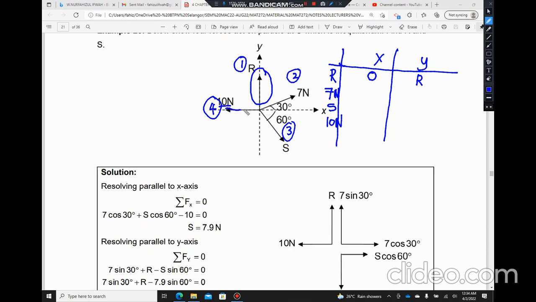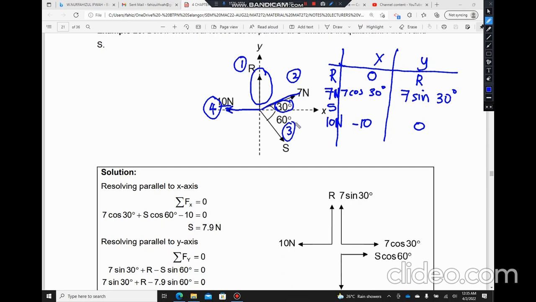Okay, kita tengok pula yang paling mudah juga untuk 10 Newton. Saya ambil dulu yang ni. 10 Newton dia ke kiri. So it means that untuk X dia akan jadi negatif 10. Okay, and then untuk Y dia akan dapat 0 sebab dia tak ada yang vertical. Okay, untuk 7 Newton, 7 Newton ni dia ada 30 degree kan. Okay, so this one for X kita akan ada formula 7 cos 30 degree, and then dia positif sebab dia bahagian kanan. Okay, then untuk Y kita ada 7 sin 30, and then also positif sebab dia bahagian atas, Y yang positif.